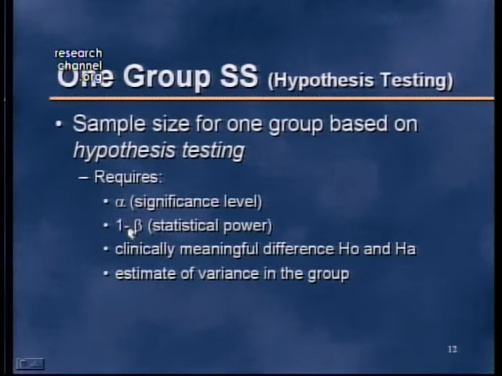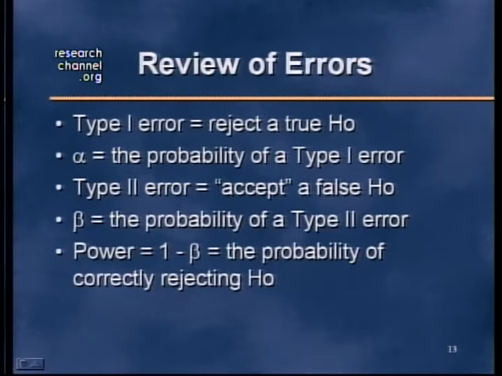And we'd like to have high statistical power, which is 1 minus beta. So with hypothesis testing for a single sample size, we need to set alpha, set beta, and state the clinically meaningful difference in terms of a null and alternative hypothesis. And again, for continuous data, we'd need an estimate of the variance. So I'm just going to review those statistical errors again with you.